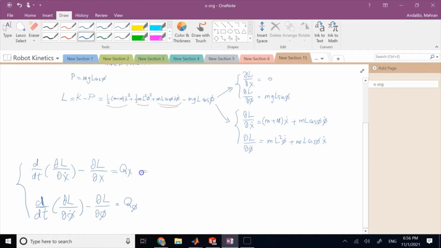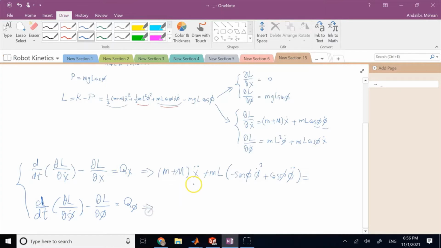And if I carry out the time derivatives, the first one is time derivative of this, which is definitely going to be (m plus m) times x double dot. The next term has two time variable terms, cosine phi and phi dot, so it is going to be plus ml times: time derivative of cosine phi is going to be negative sine phi times phi dot, times another phi dot, so you get phi dot squared, and then plus cosine of phi times phi double dot. Minus partial with respect to x, which is 0. This is equal to Q of x. We have to figure that out.